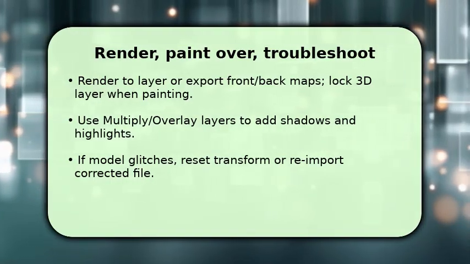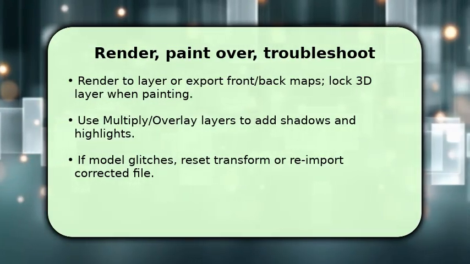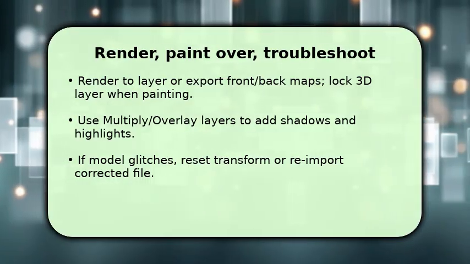If something goes wrong, geometry flicker, missing textures, or skewed transforms, stop, reset the 3D transform, re-import the file, or check UV.